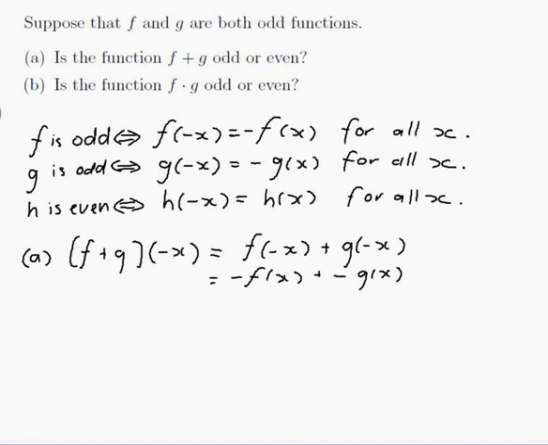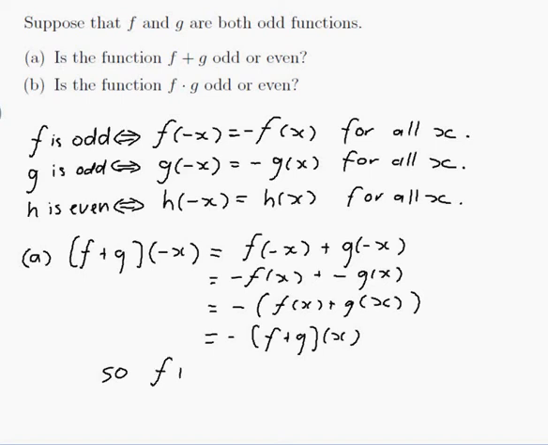And now I want to see if it's going to be minus f plus g of x, or just f plus g of x. Well, it looks like I can bring that minus sign out the front: minus, f of x plus g of x inside the brackets. And that's equal to minus f plus g of x. So, because I can bring the minus sign out the front, that makes it odd. So, f plus g is an odd function. f plus g is odd. Alright.